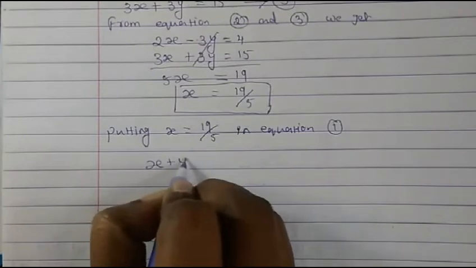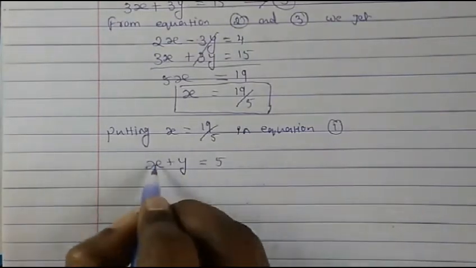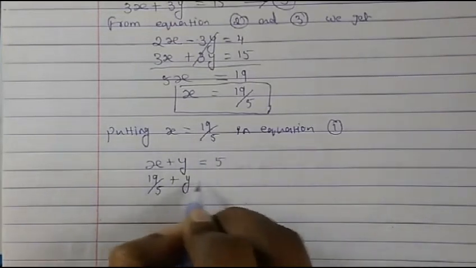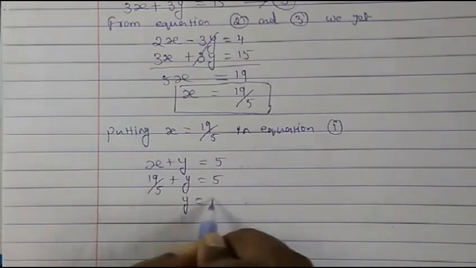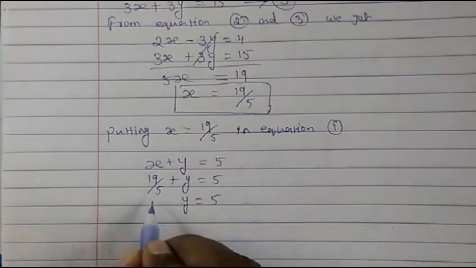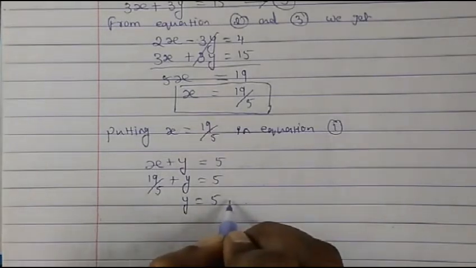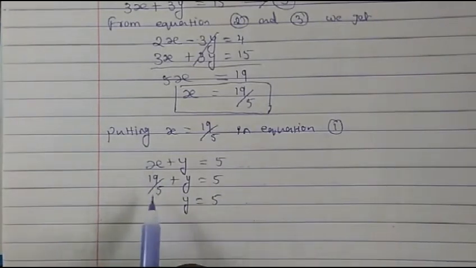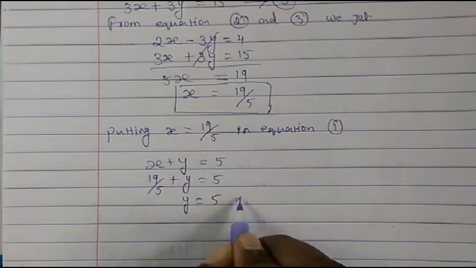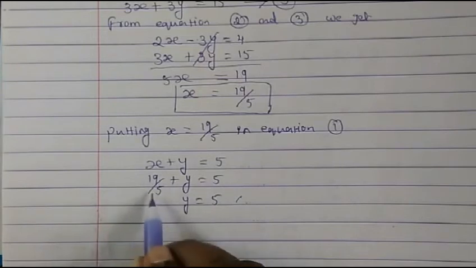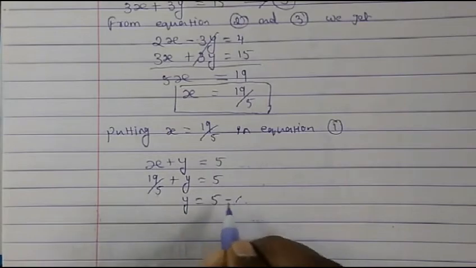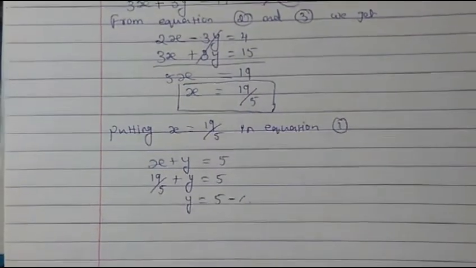Equation 1 is x plus y equal to 5. So x value we know, 19 upon 5, plus y, whose value we don't know. So let's keep y here only. This 19 upon 5, when it comes to this side, will become minus, because here it is in plus. So let us bring it here. It will go to minus.